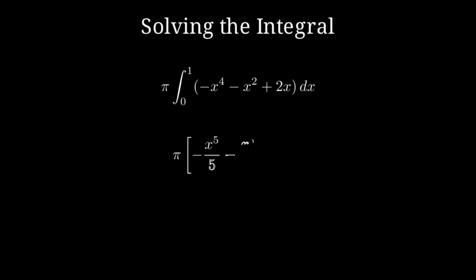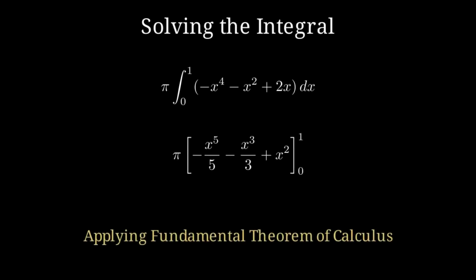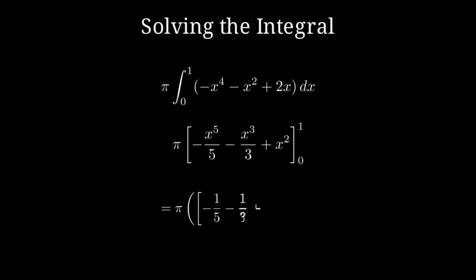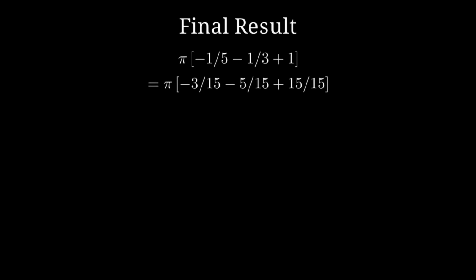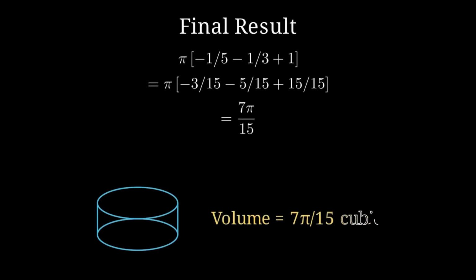We evaluate the resulting expression at 1 and 0. Be careful with your fractions here, finding a common denominator is usually necessary to get the final precise answer. Subtracting the values gives us 7/15 pi. This represents the total 3D space occupied by the shape created by spinning the region around our shifted axis. Always include pi in your final answer unless asked for a decimal approximation.